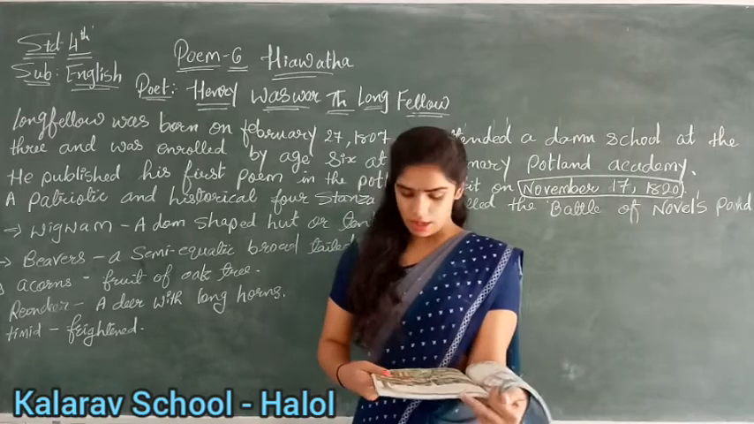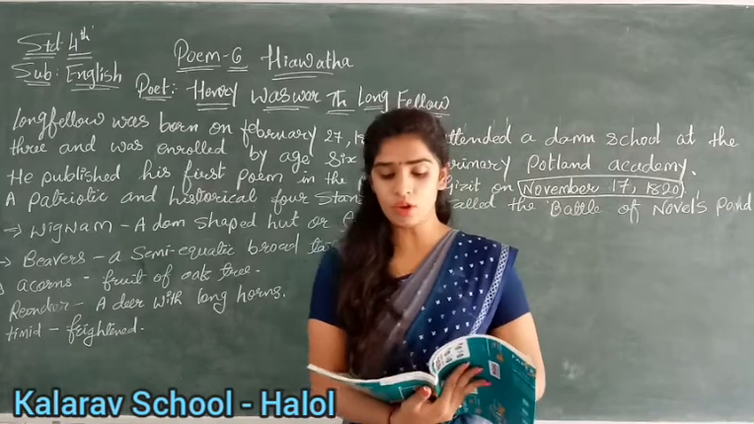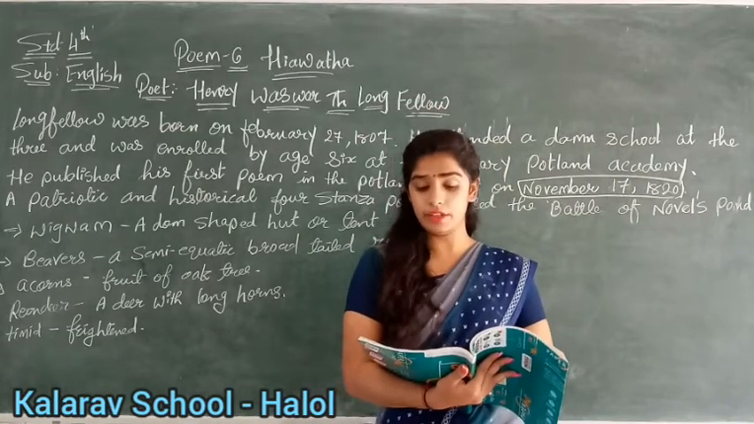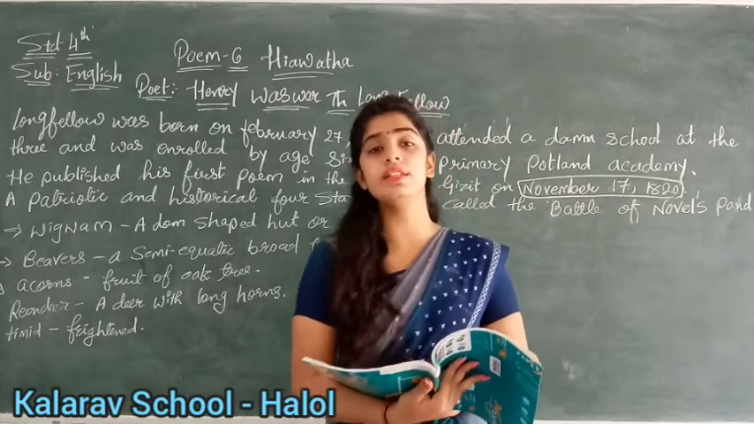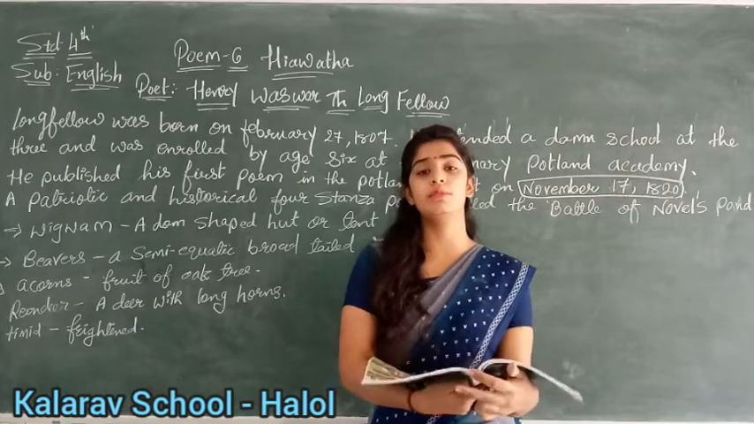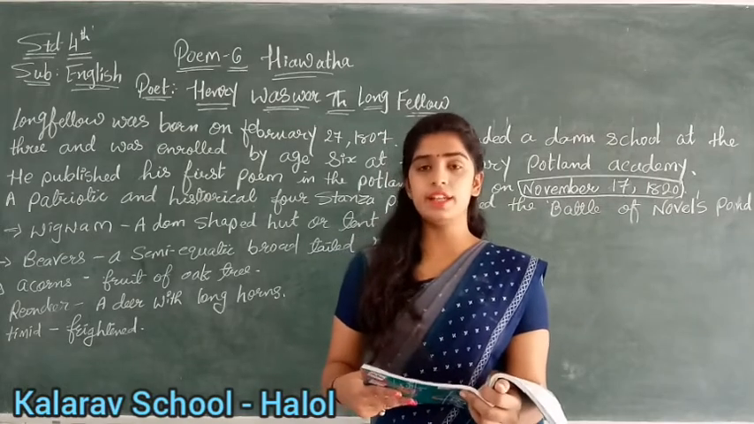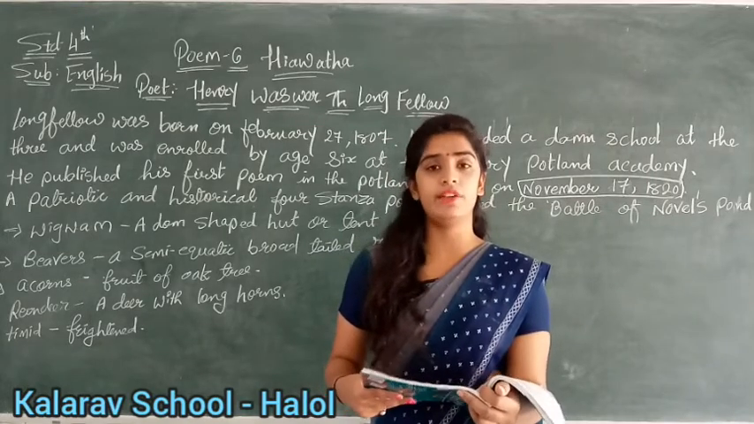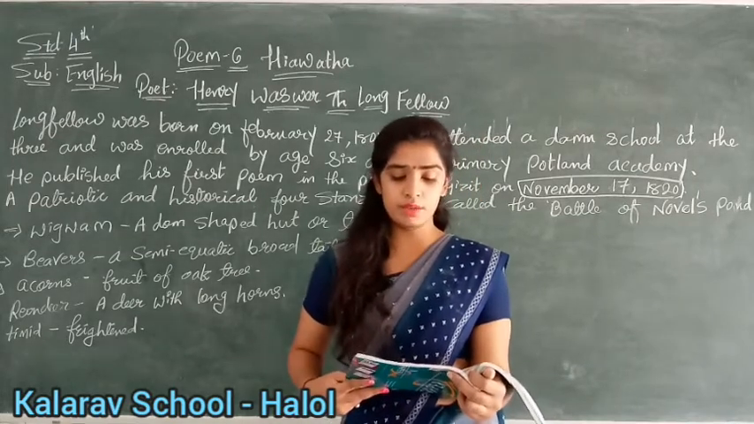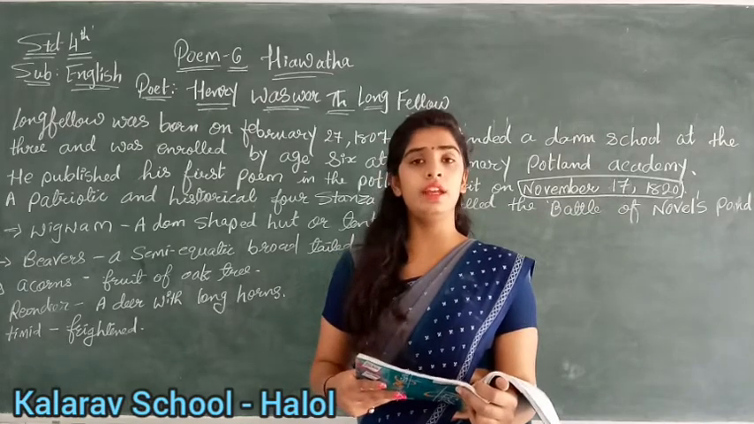Now see on the next page, stanza 3. First line: Of all the beasts he learned the language. Beasts here means animals. He learned their names and their secrets. He learned the names of the animals, birds and insects, and their secrets, their language and their names also. How the beavers built their lodges, where the squirrels hid their acorns.